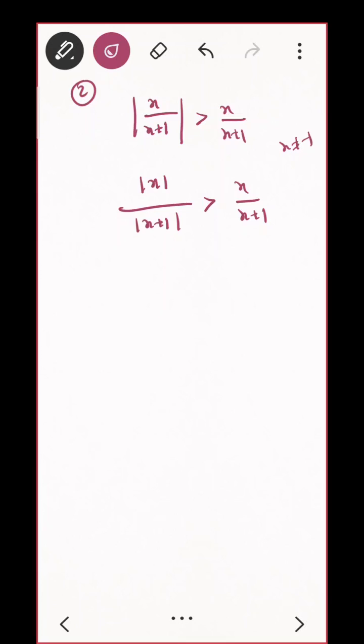Okay. What next? What should I do next? You know that this guy is positive number. You can multiply it both the side. Can you do that? So that is mod x, it will be greater than x into mod of x plus 1 upon x plus 1. Do not cancel these two things. They are not same. Do you agree? Yeah.